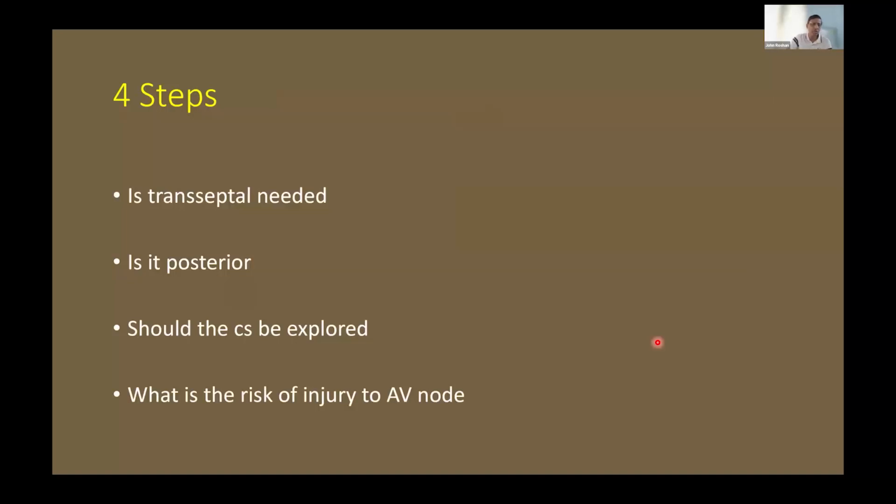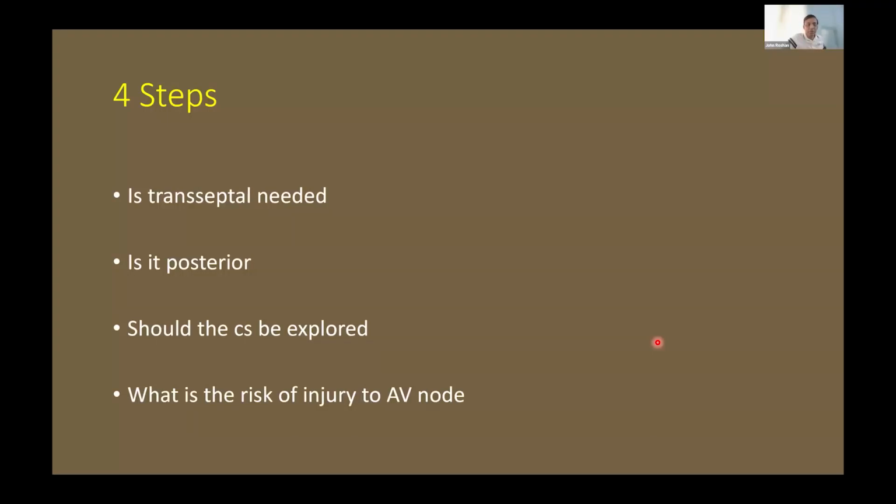So essentially, when you're looking at an accessory pathway and trying to localize it, the thoughts that should run through your mind are, is a transeptal puncture needed? In other words, is it a left-sided pathway or a right-sided pathway? Having said that, you can do left-sided pathways going the retrograde route as well. But this is something you would need to keep in mind, because there may be a time when you need to do a transeptal and you need to consent the patient. So deciding if it is left-sided or right-sided is the first thing that you try to sort out at the get-go, looking at an ECG.